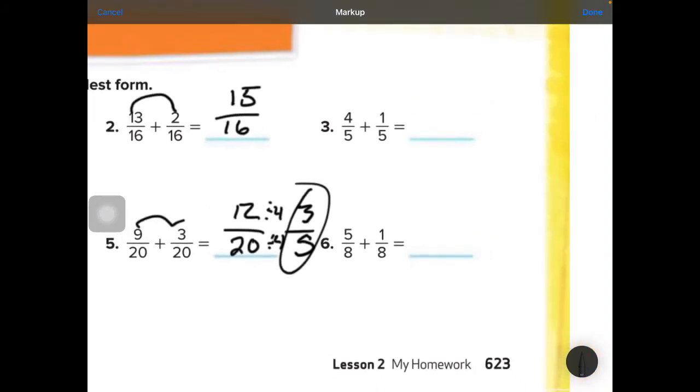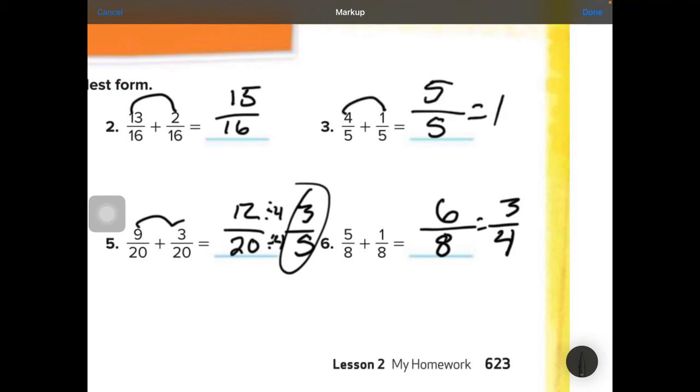Number 6. Oh, I missed number 3. Guess we'll have to work on it. Number 6, the denominator will be 8. 5 plus 1 is 6. We can simplify that by dividing each of them by 2, and that would be 3/4. Up here, number 3, the denominator is 5. 4 plus 1 is 5 equals 1 whole number.